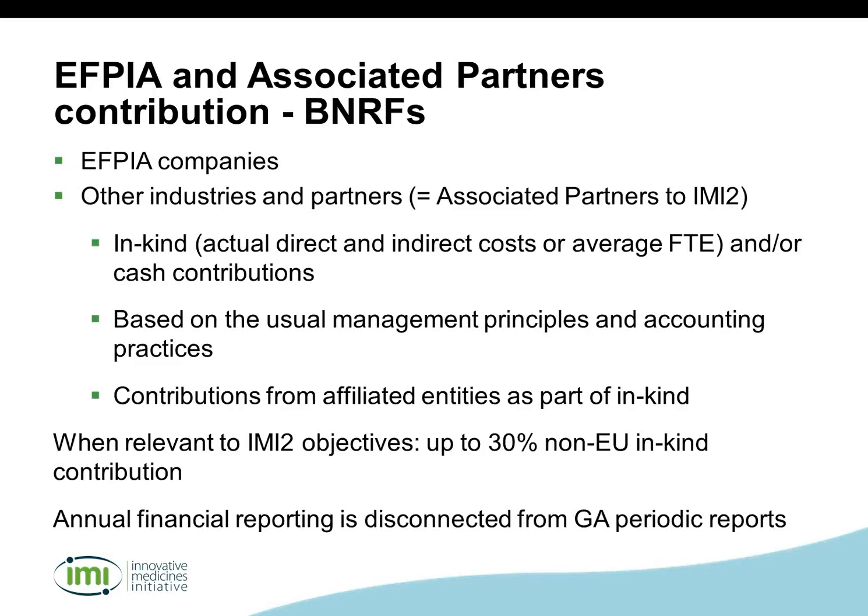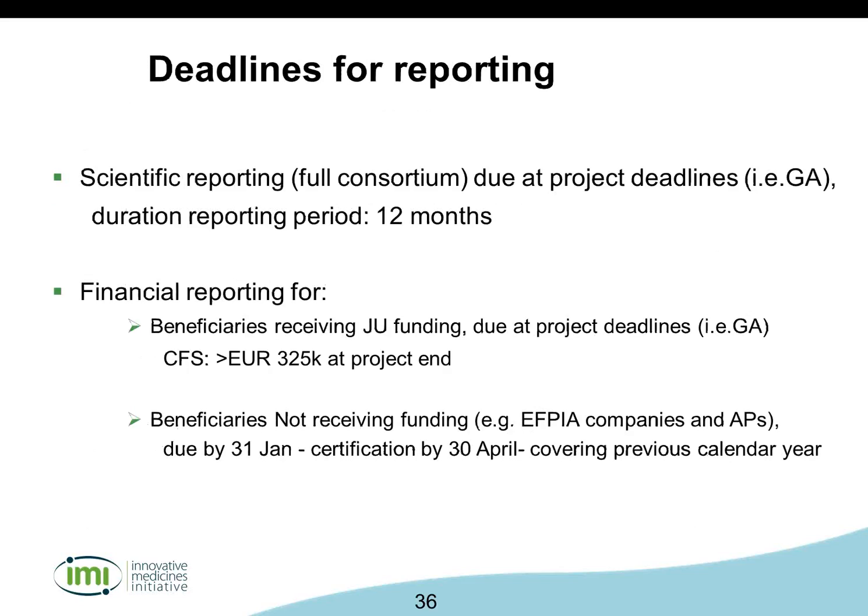It's also important to know concerning the participation of FPA companies that their financial reporting is no longer linked to the consortium report, the scientific report and financial report for beneficiaries receiving funding. There is a disconnection. FPA companies and associated partners will report once a year by January 31st every year for all the projects they participate in under IMI-GU, while the beneficiaries receiving funding will report once a year, but according to the grant agreement project deadlines, and this happens in connection with this financial reporting for FPAs.